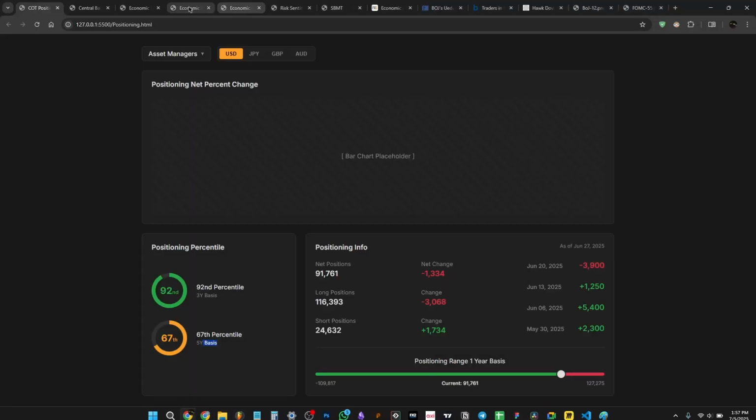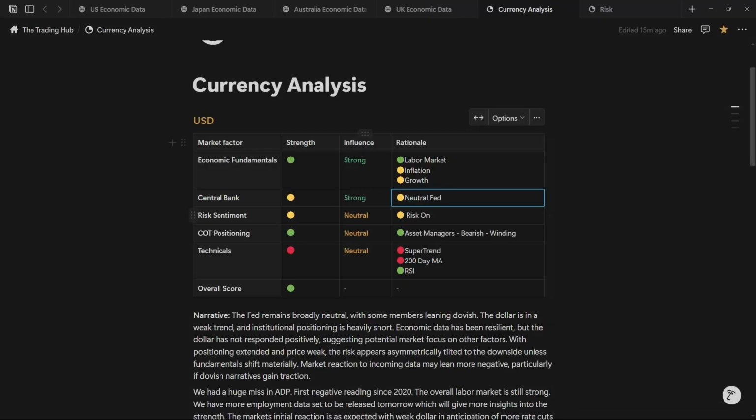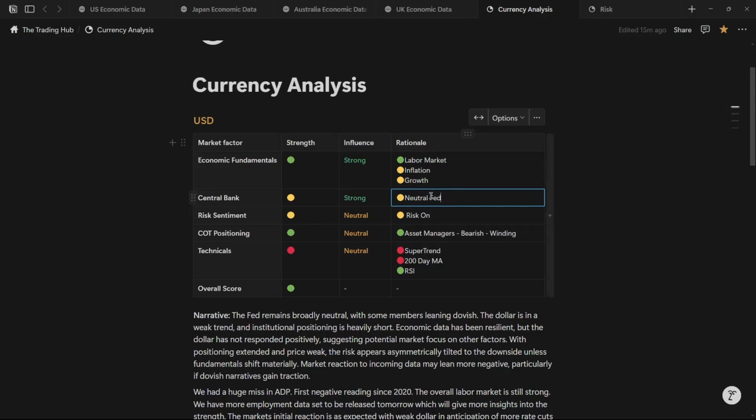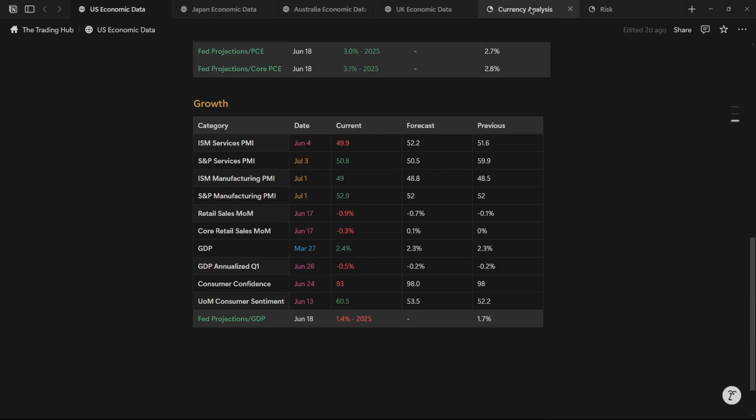And again, this is why I'm planning to quantify all of this stuff right here, and this is a central bank design that I've come up with. So currently my system is saying a neutral Fed, but it does not take into consideration market pricing. If it did, it would probably be giving a hawkish score as it relates to central bank at the moment, but it's neutral. But I know, based on reading and analyzing and using my discretion, that the central bank should basically be hawkish. And then economic fundamentals, as we can clearly see from the US, the labor market is showing a lot of strength, but inflation is neutral and growth is currently neutral.